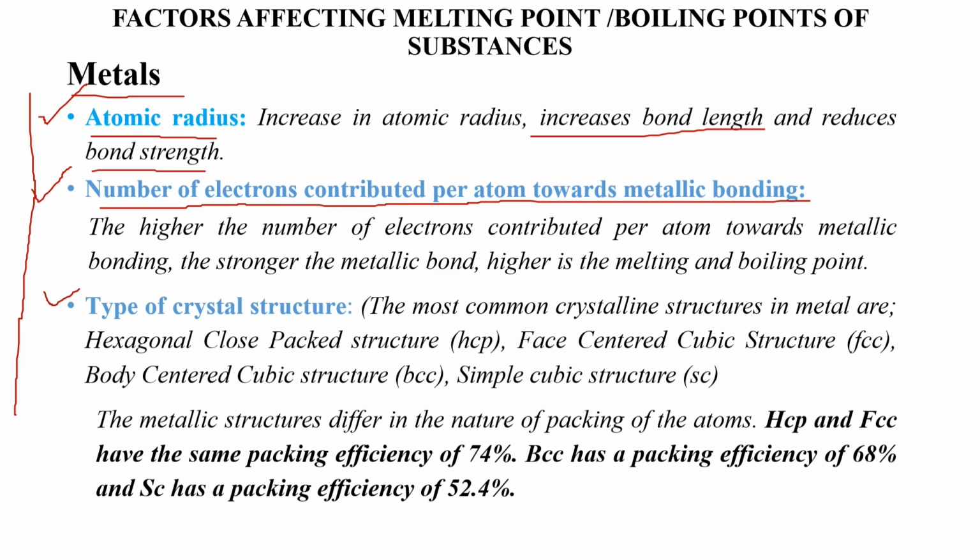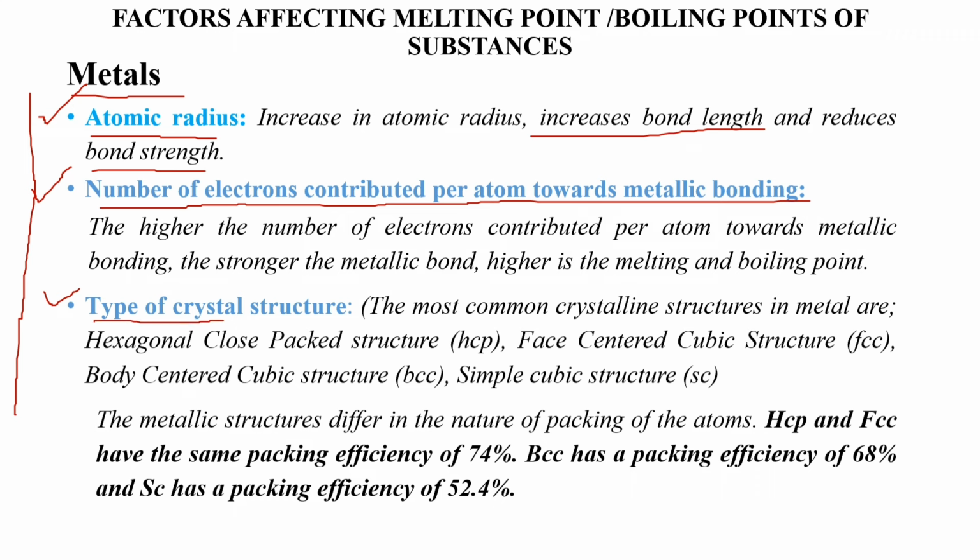This factor can be used to compare 2 different groups. For example, you can compare group 1 elements to group 2 elements. Group 1 elements have only 1 valence electron, so they contribute 1 electron towards the metallic bond formation, and group 2 contribute 2 electrons. So the metallic bonds in group 2 are stronger than the metallic bonds in group 1 elements, giving group 2 elements a higher melting point. Atomic radius can be used to compare within the same group or to compare different groups.